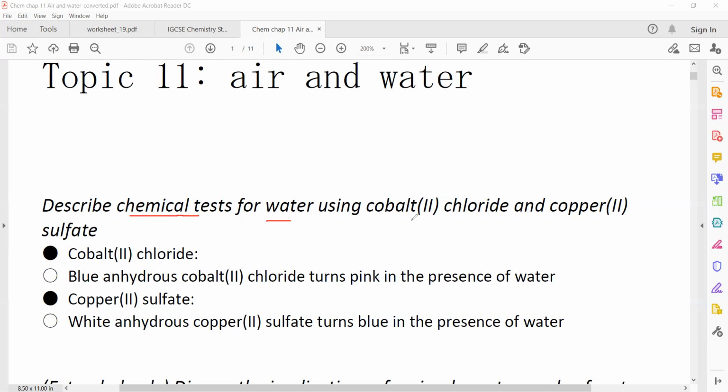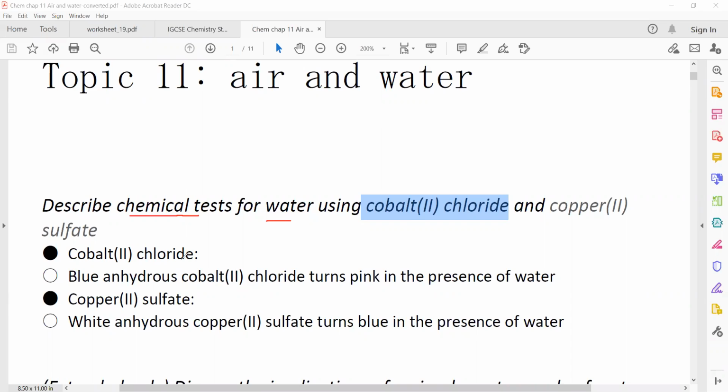We can use cobalt chloride. This is one compound. Originally, this cobalt chloride is blue in color. So cobalt chloride is blue in color and anhydrous copper sulfate is white in color. If you want to check the presence of the water, like whether a substance contains water, we can add these chemicals.